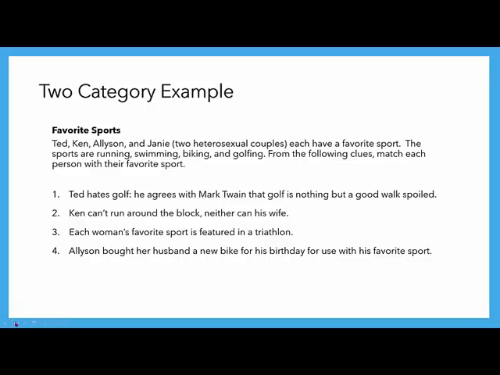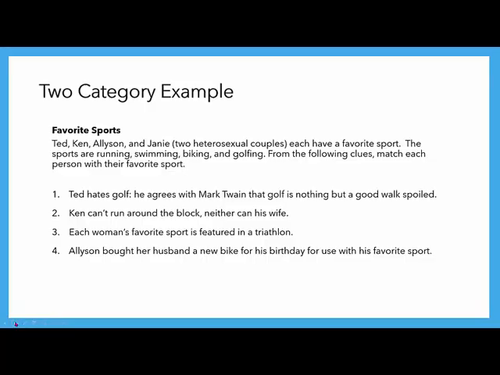We also have a clue here that's given us some information that really isn't serving a purpose. This idea that golf is nothing but a good walk spoiled. That's not serving a purpose here. We're just going to ignore that. Number 2, Ken can't run around the block and neither can his wife. Again, we have to read a little bit between the lines. If he can't run around the block, I'm going to guess that his favorite sport is not running. Now, neither can his wife. That seems to be the second part of the clue that we know might be important, but we don't necessarily know what to do with that right away. But we know that we could always come back to that.